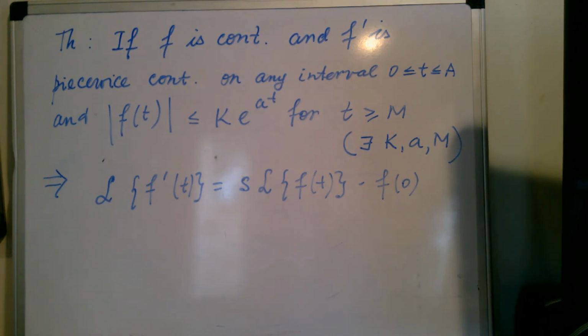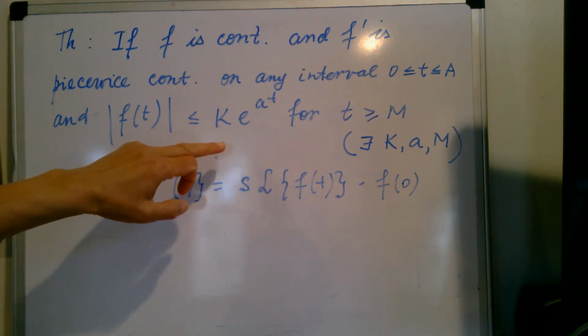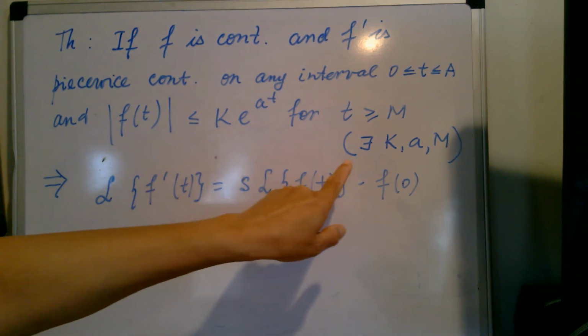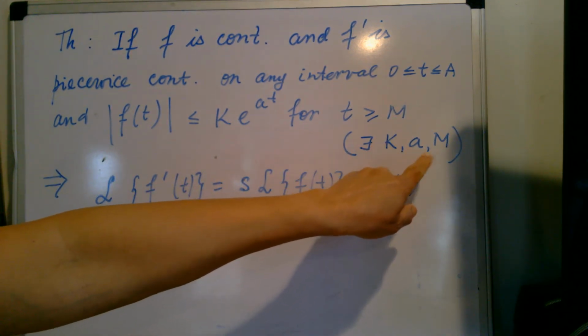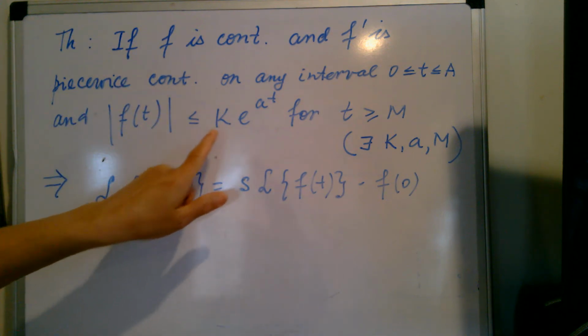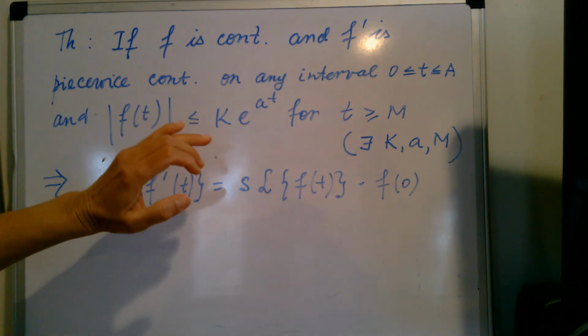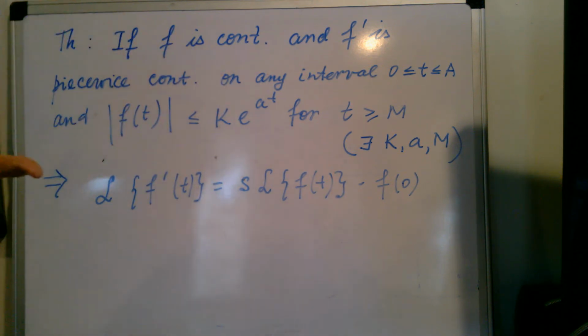So, if function f of x is continuous and f prime of x is piecewise continuous on any interval from 0 to a, and f of t does not grow too fast, remember the previous theorem, which means that we do have k, a, and m, which are making this inequality true. And again, they can be any numbers. They can be like 10 billions, for example. It does not matter.